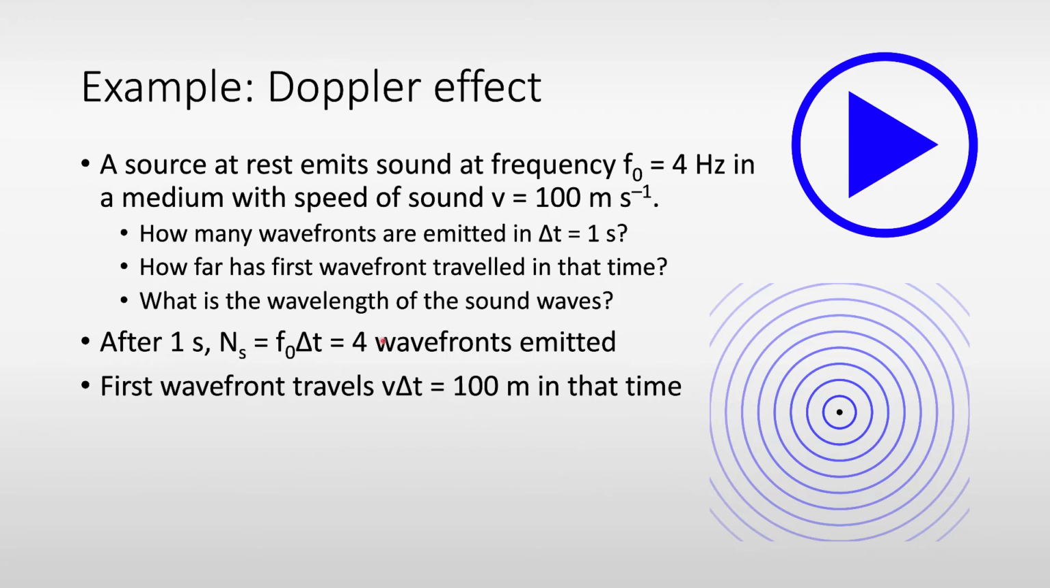As we've had 4 wavefronts in that time, but the first wavefront has traveled 100 meters. So if we look on this diagram, we could say that this is our 4th wavefront here. That means we've got 100 meters between this point and the source, and 4 wavefronts in between, which means that we have 100 over 4, which gives us a wavelength of 25 meters. Okay, a fairly straightforward example.